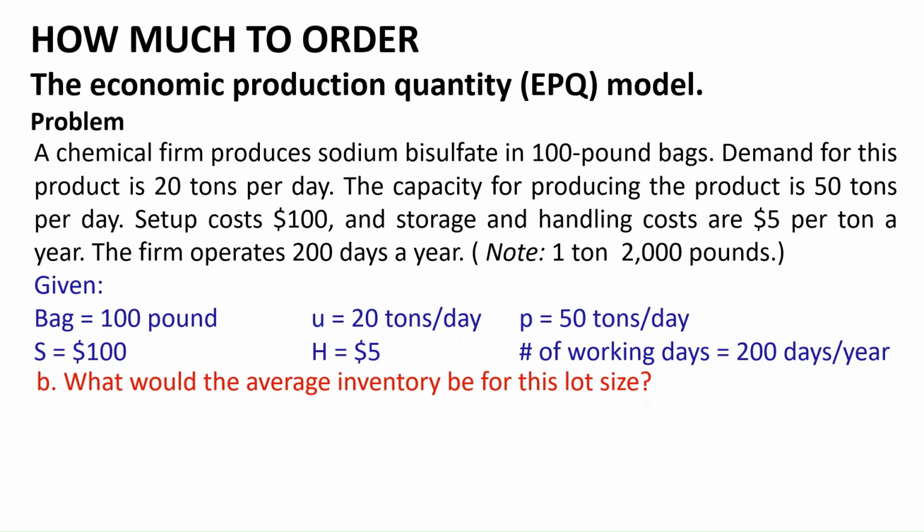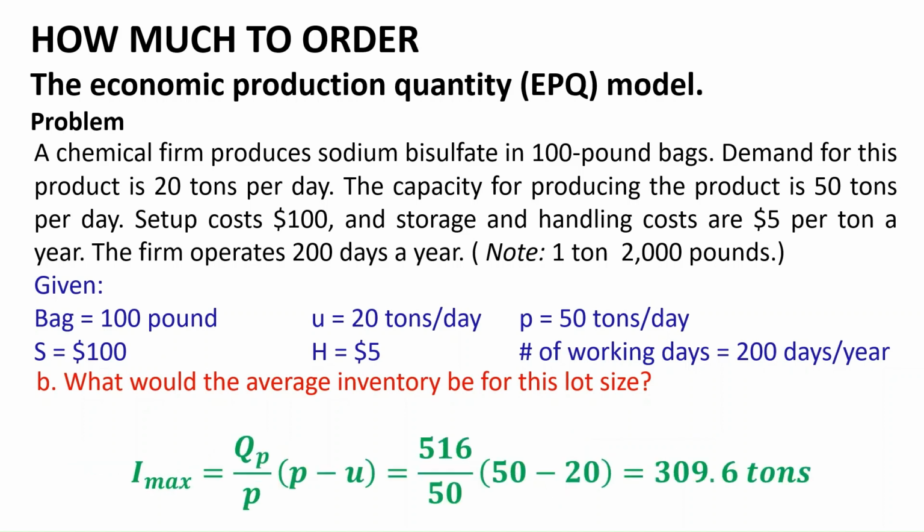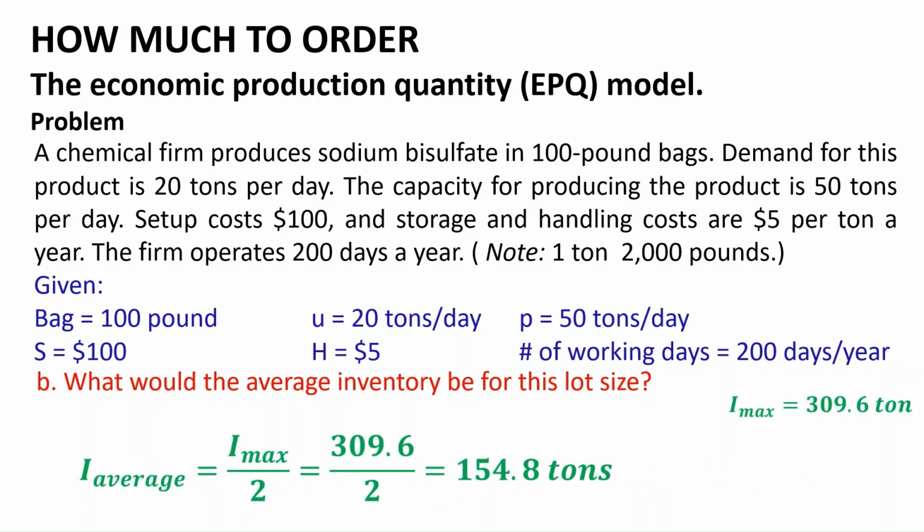The second question is, what would the average inventory be for this lot size? We know that the average inventory equals the maximum inventory divided by 2, and the maximum inventory equals QP divided by P multiplied by P minus U. So, I maximum equals 516 divided by 50 multiplied by 50 minus 20 equals 309.6 tons. Consequently, the average inventory equals 309.6 divided by 2 equals 154.8 tons.